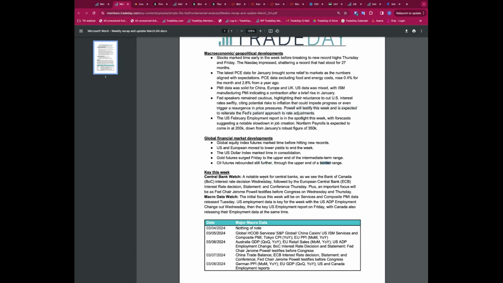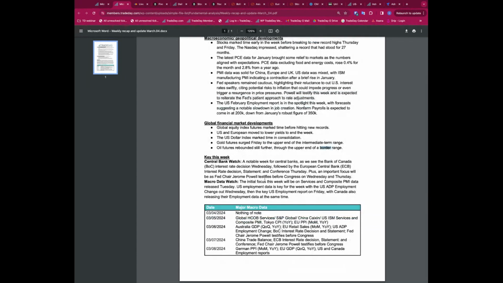That says broader range, should be broader range. So what we've got coming up this week on the central bank side: we have the ECB, we have the Bank of Canada on Wednesday, and then we have the ECB on Thursday, and we're looking for maybe some indication there of when the ECB might be making their first cut. But the key focus is going to be on Powell on Wednesday and Thursday.